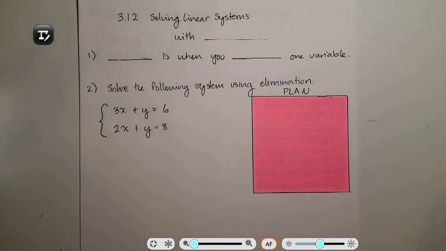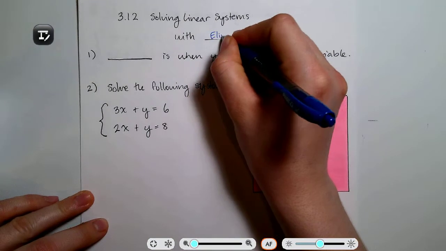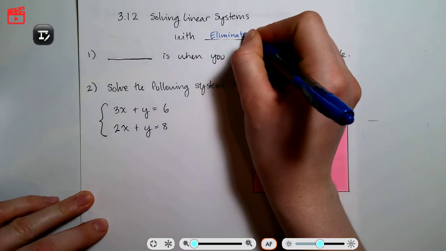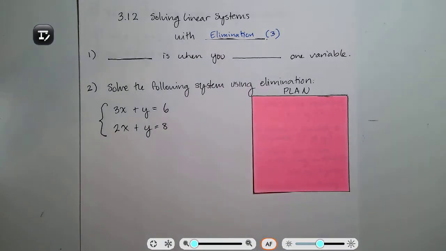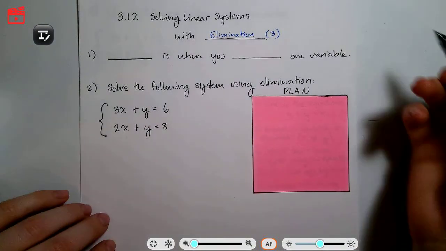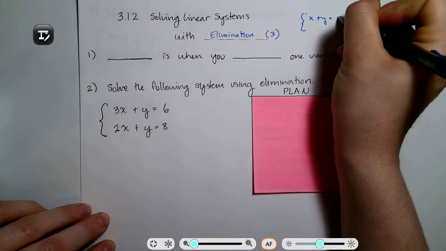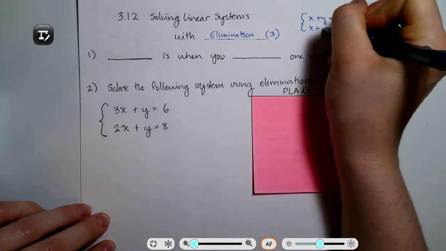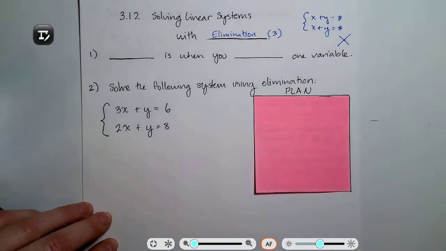So here we are with 3.12, solving linear systems. This time we are using the method of elimination. Remember, we have three methods, and this is the third and final method that we're learning for solving linear systems. And remember, a linear system looks something like this, where you have two linear equations, and you're trying to figure out where they intersect. That's what we're trying to figure out.